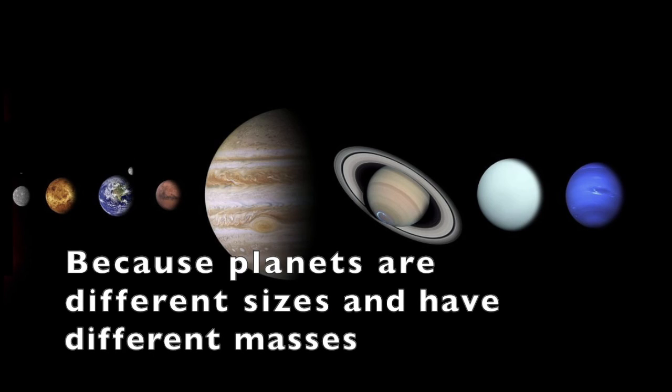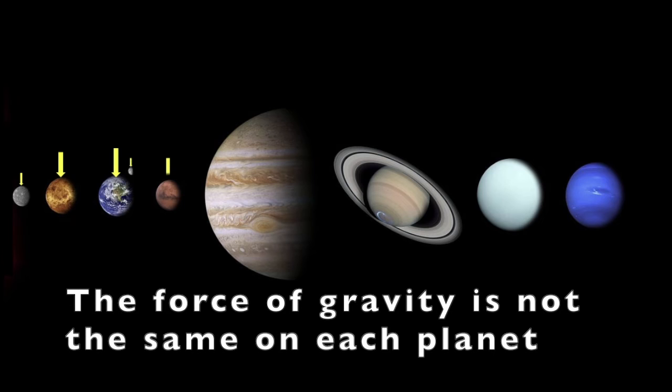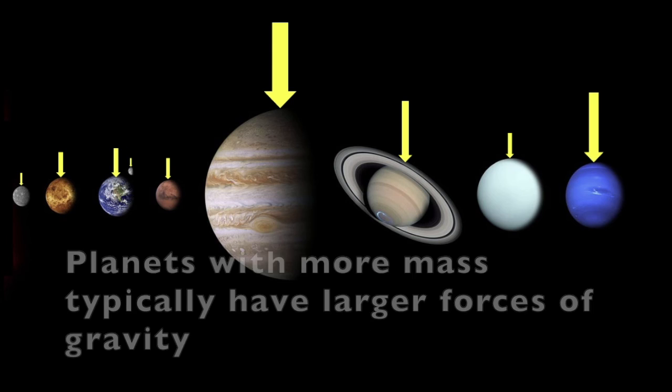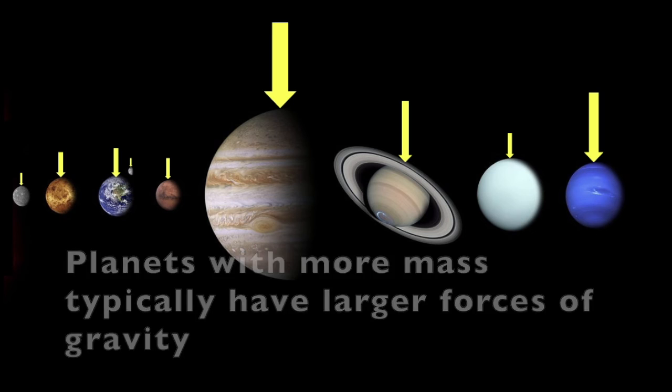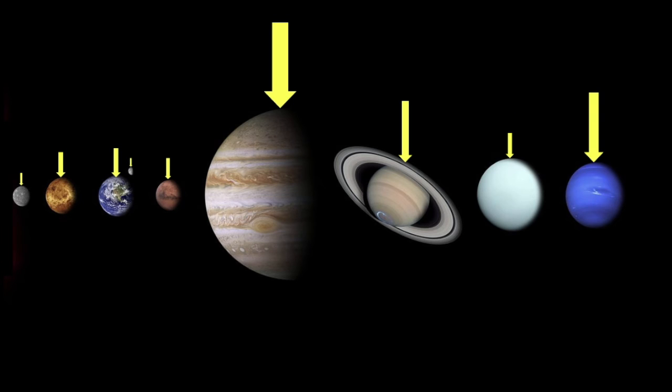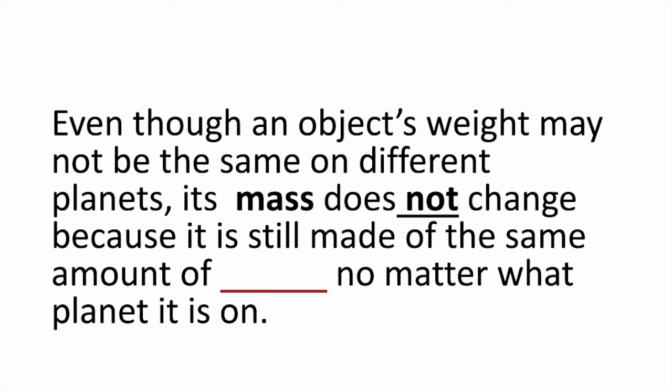Because planets are different sizes and have different masses, the force of gravity is not the same on each planet. Planets with more mass will typically have larger forces of gravity. We will explore this in a future lesson. Even though an object's weight may not be the same on different planets, its mass does not change because the object is still made of the same amount of matter, no matter what planet it is on.